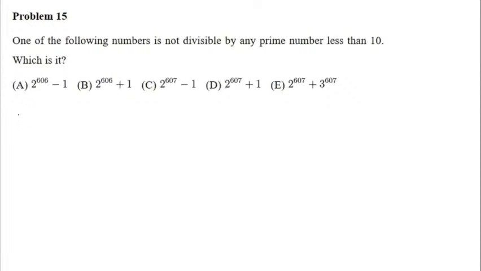Consider mod 2. All of them are odd, so you don't reach any good thing. If you consider mod 3, because we have 2 to the 606 plus 1, 2 to the 607, let's consider 3 to the 607 is a multiple of 3. So let's calculate 2 to the 606 mod 3.